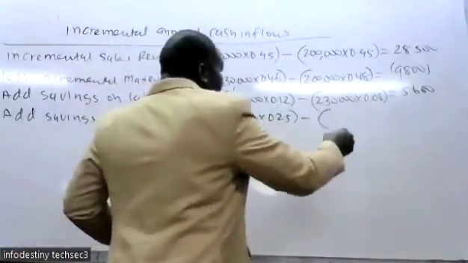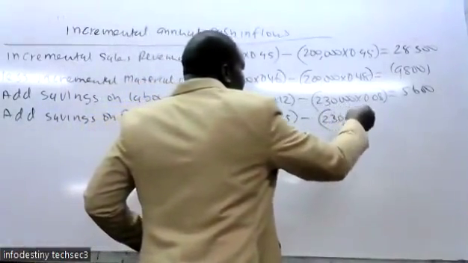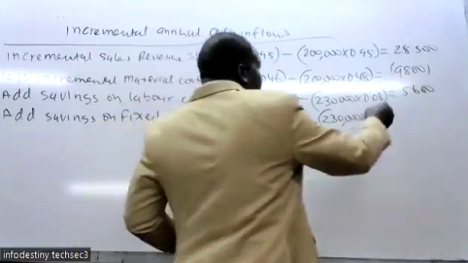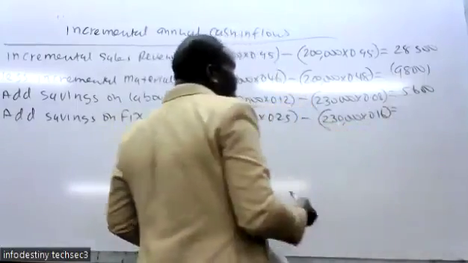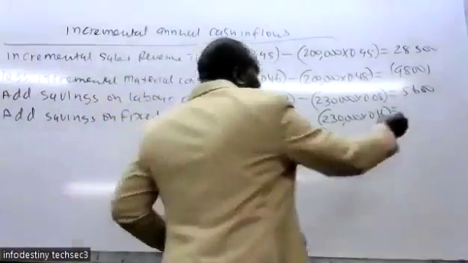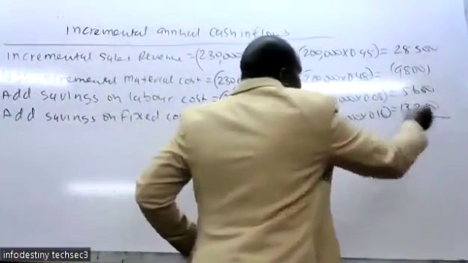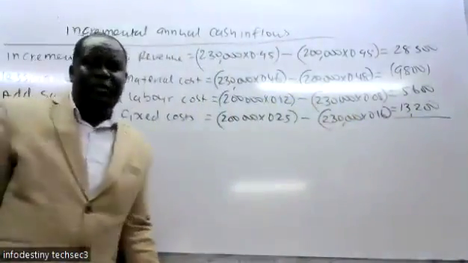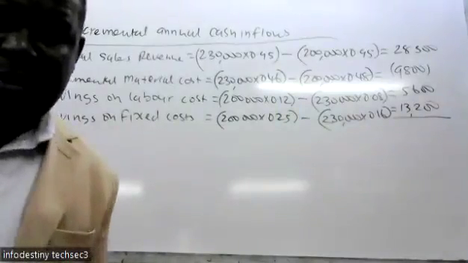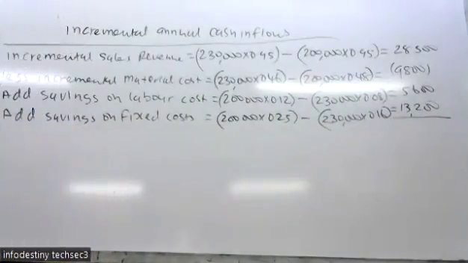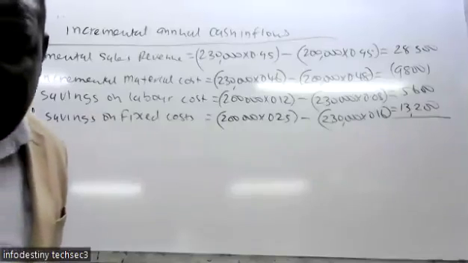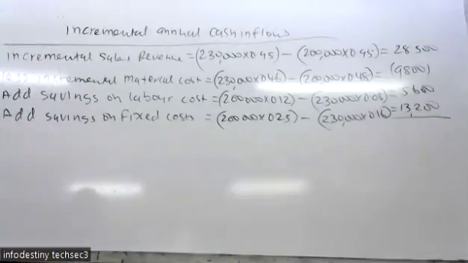We subtract 230 multiplied by 0.16. So we get the total. There was no depreciation, so that will now give you the incremental annual cash inflows.